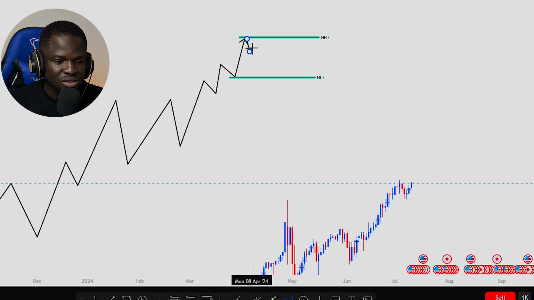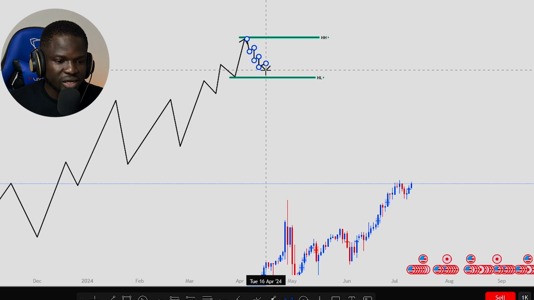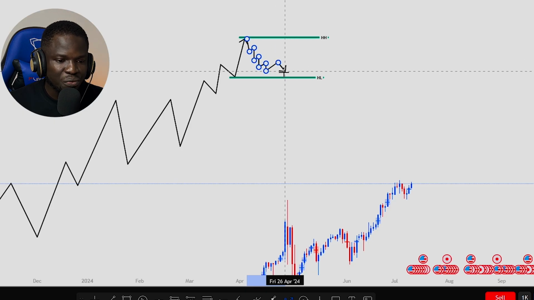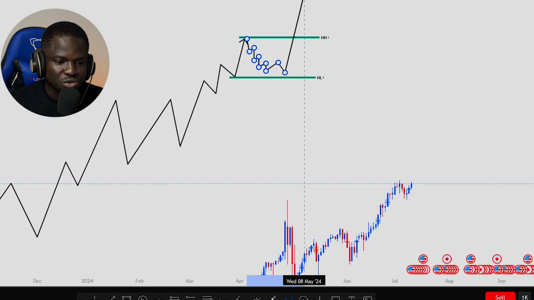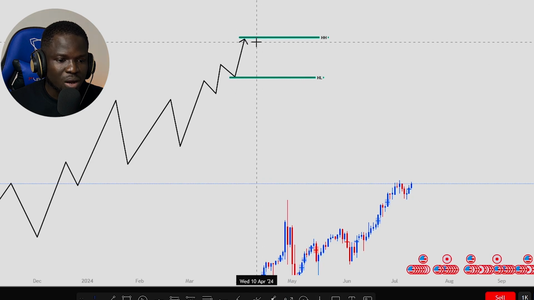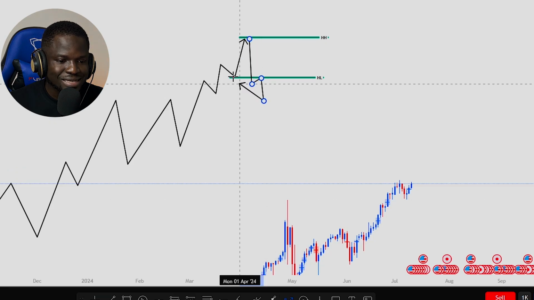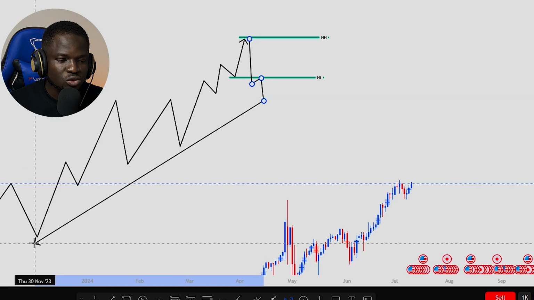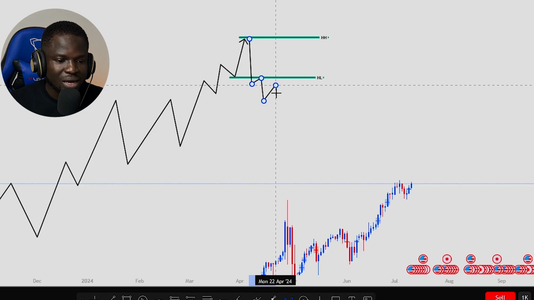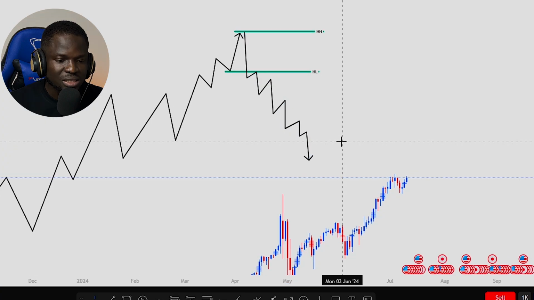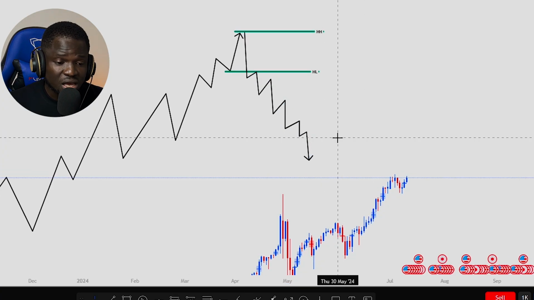If the price action is still trading within this range, this recent higher low and higher high, price can still continue the bullish trend, right? But in a situation whereby the price action trades below the last higher low here, the trend is no longer bullish anymore. So we are now back to a bearish market condition. That shows that the sellers are now the ones in charge of the market.